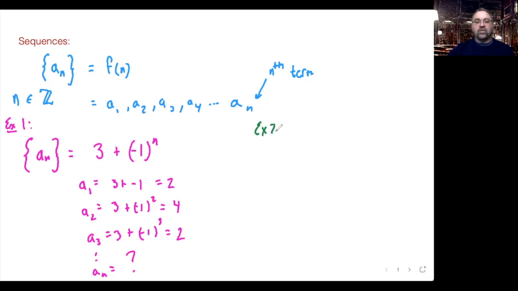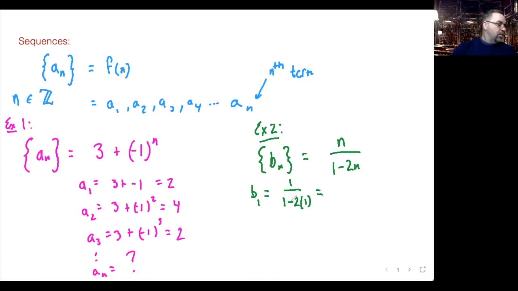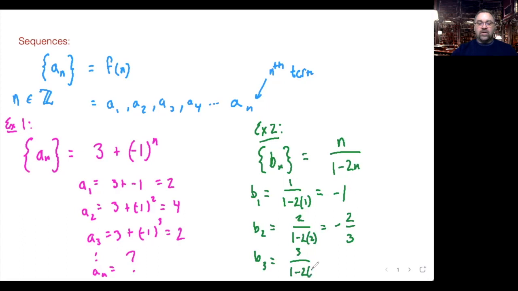Let's do another example over here, example two. This time, the terms of my sequence, b sub n, I've changed the variable name, that's okay. That's going to be n over 1 minus 2n. Let's write out a few terms of this sequence. What's b1 going to be? Well, that's 1 over 1 minus 2 times 1. 1 over 1 minus 2 is negative 1. What's b2 going to look like? That's 2 over 1 minus 2 times 2, which is negative 2 over 3. And then b3, that's 3 over 1 minus 2 times 3, so negative 3 over 5. And so on and so forth.